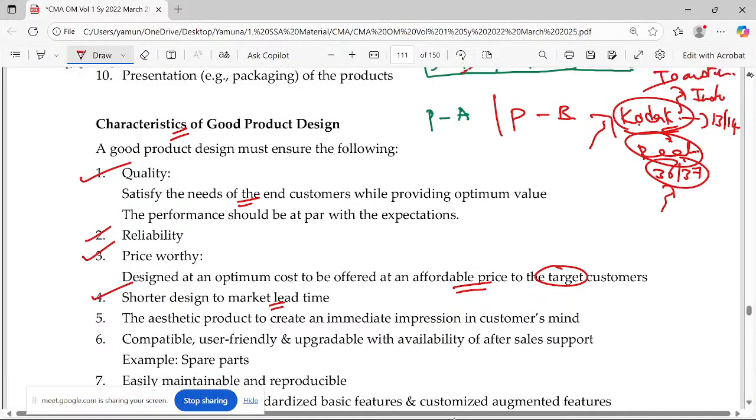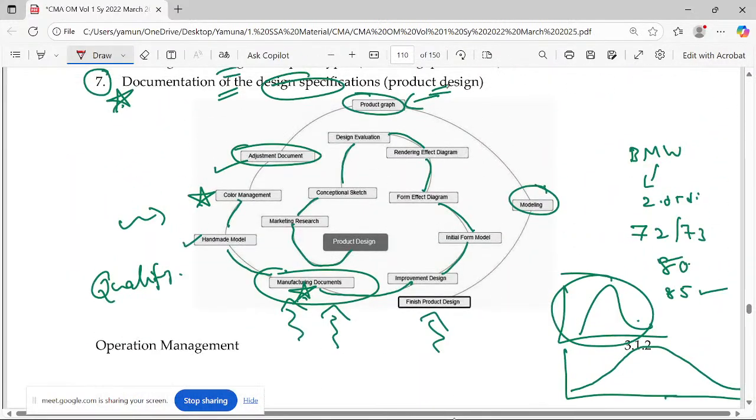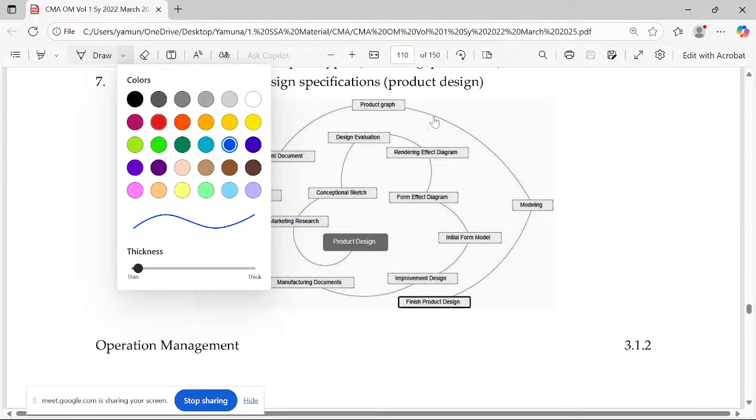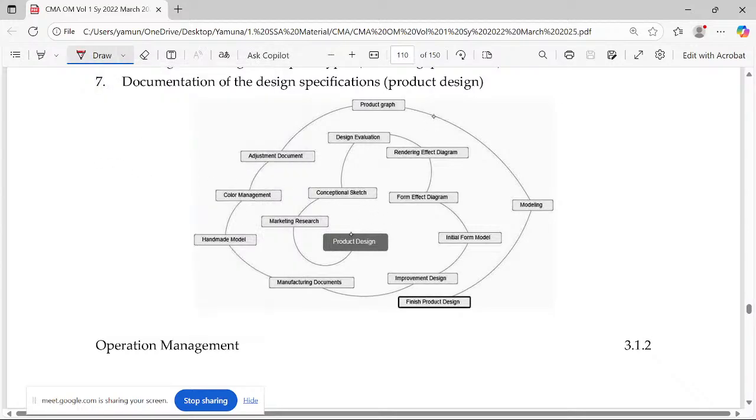See, we were looking at this chart, right? It involves so many processes. How many processes are involved? This takes a lot of time. I'm not going chart by chart. Marketing research will definitely take at least 3 to 6 months. Just randomly I'm talking. Conceptual sketch may be done simultaneously. It looks like this is the first process and this is the second process, but they will be done simultaneously. Design evaluation also might be done easily, probably in 15 or 20 days or 1 month.